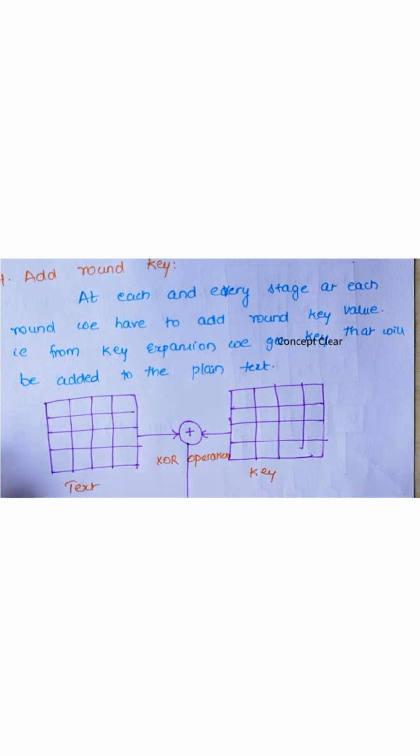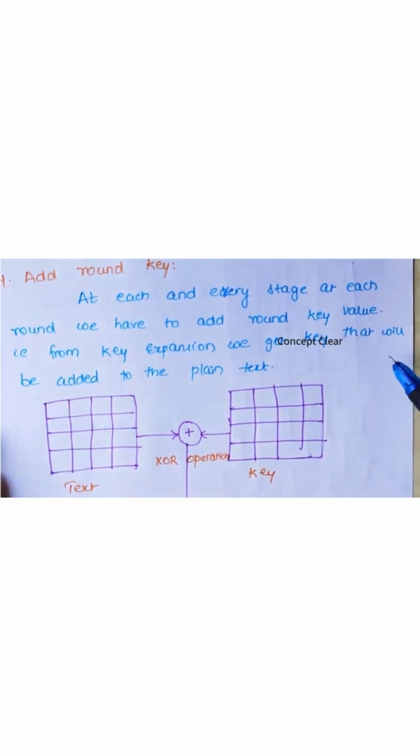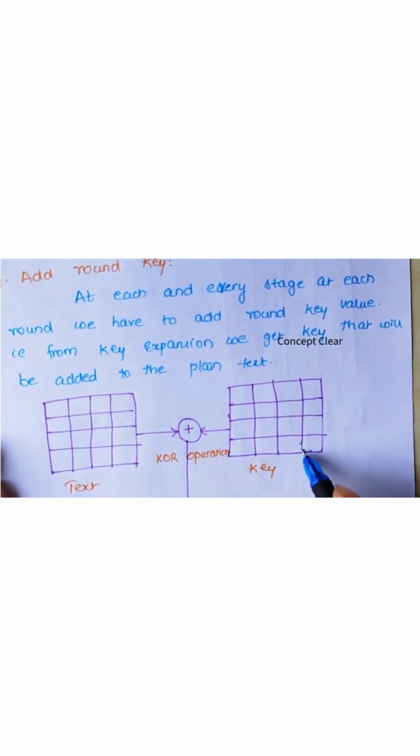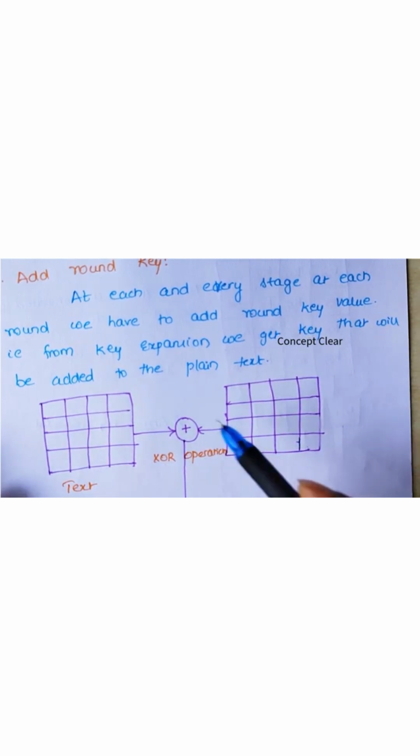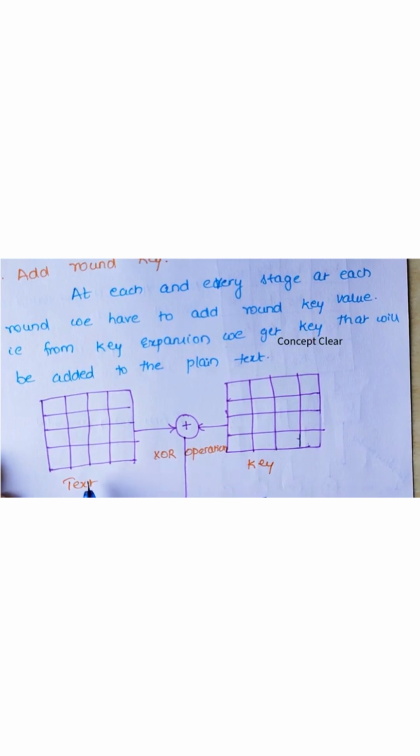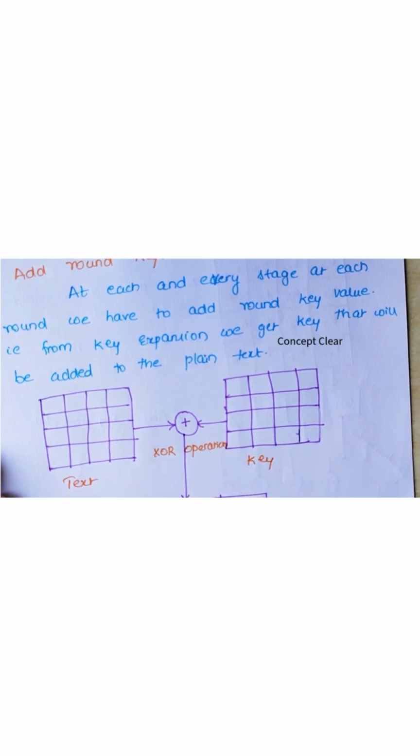That means from key expansion, we will get a key that will be added to the plain text. In the main, this is the plain text message. Here we are getting the key. These both will perform an XOR operation. And what is the data we are getting? That is the add round key output. Text and key, you are performing XOR operation, and after that we are getting the add round key plain text message.